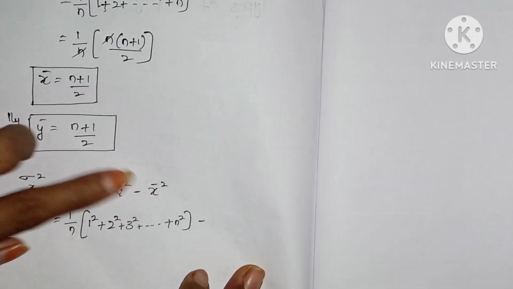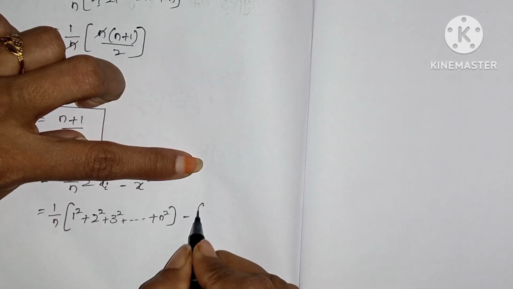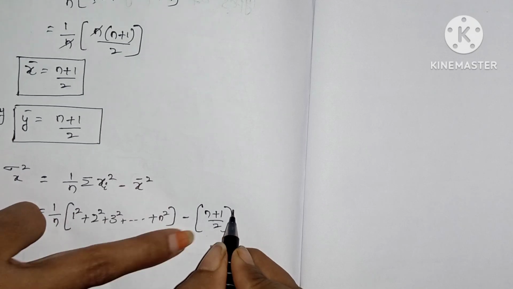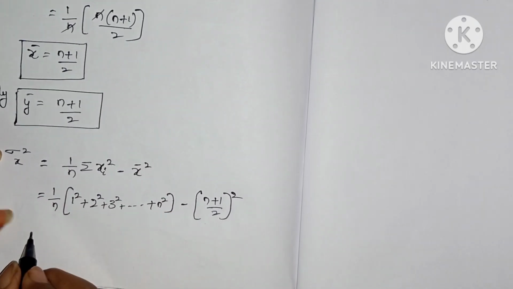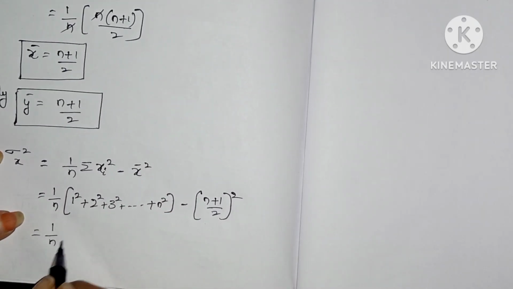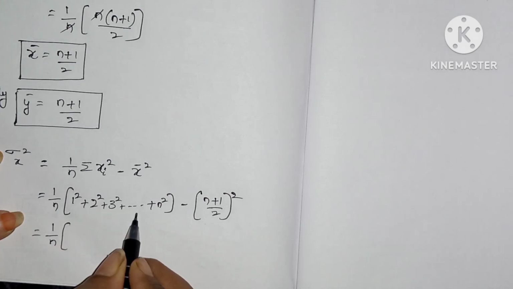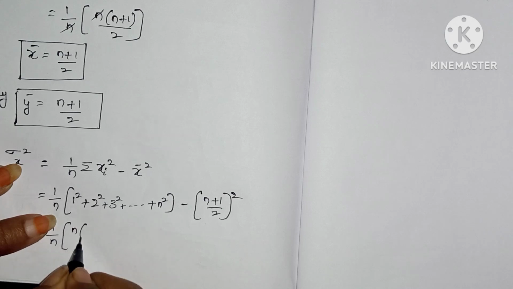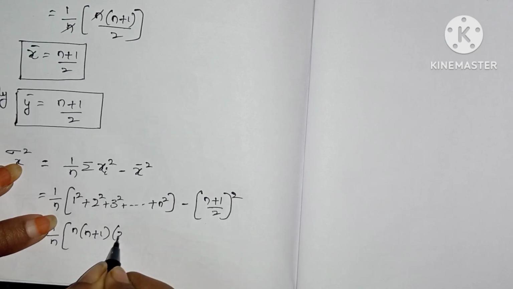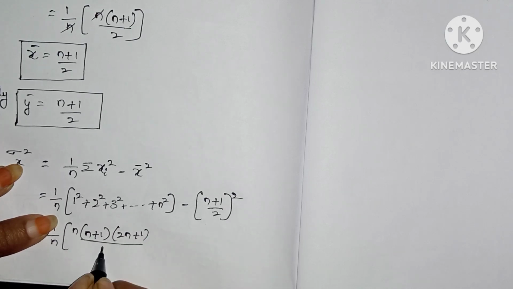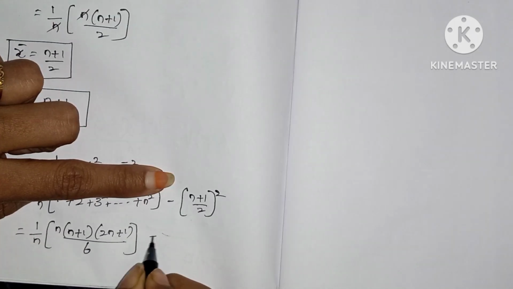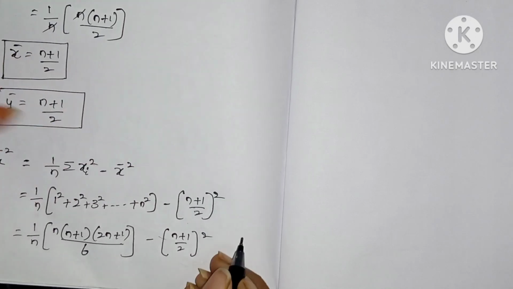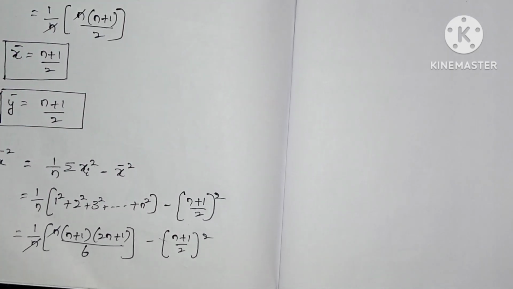Minus x bar, which is n plus 1 by 2, and here we have the square, so I kept the square. That equals 1 by n times this, which is nothing but the sum of squares of n natural numbers. The formula for the squares of n natural numbers is n into n plus 1 into 2n plus 1 by 6. Minus n plus 1 by 2 whole square. So this n and this n get cancelled.